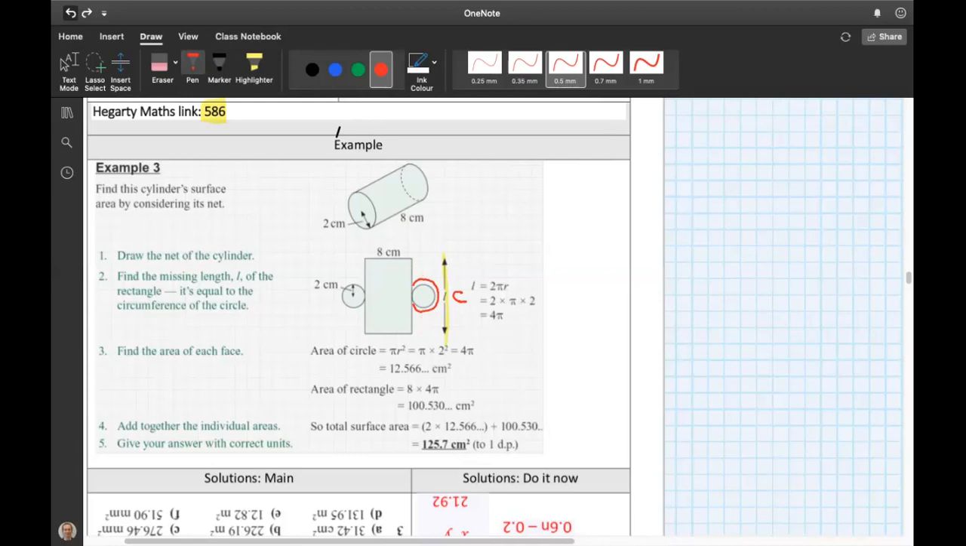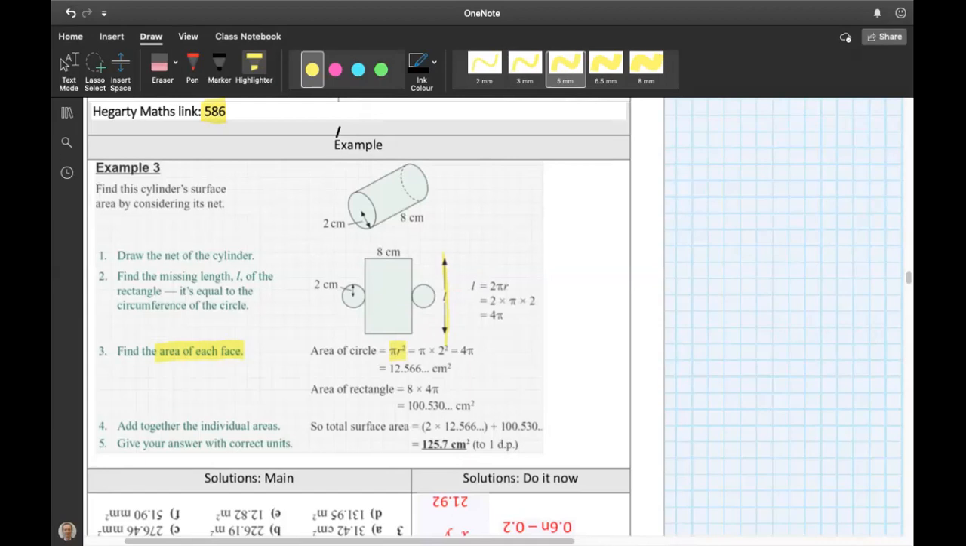You're going to need to label your diameter, okay, because we'll need that to find the circumference. And once you've done that, then you can start finding the area of each of the faces. To find the area of a circular face, it will be pi r squared.